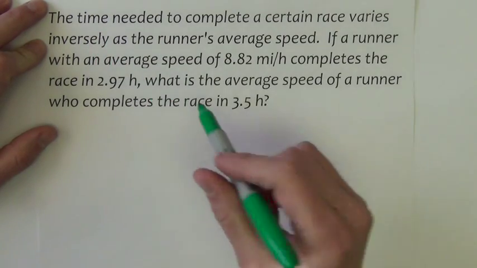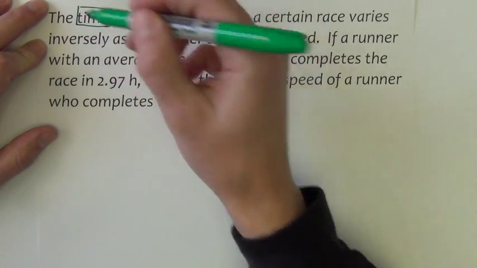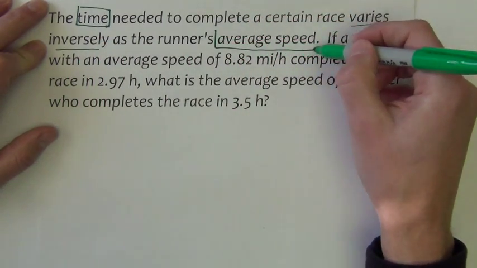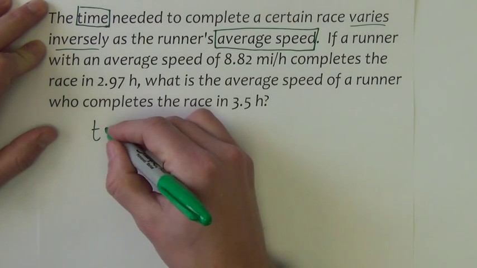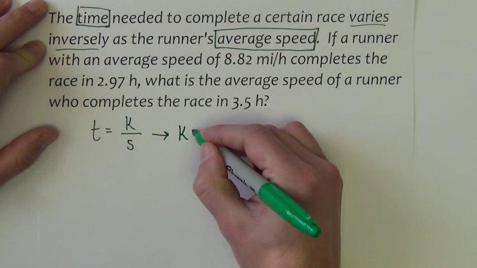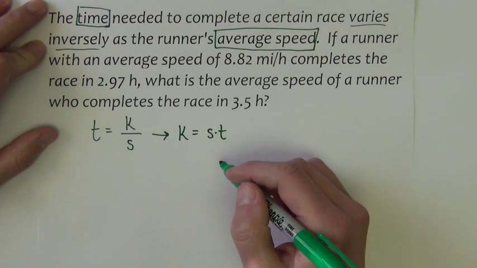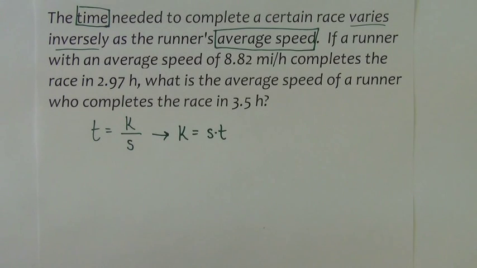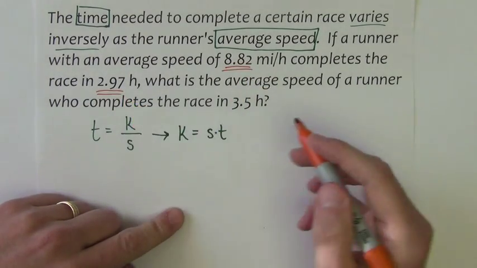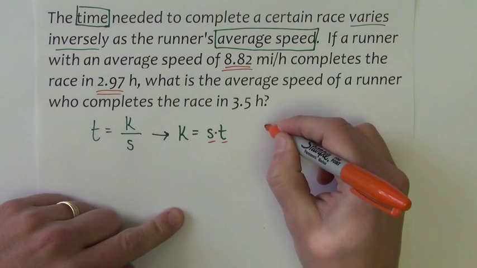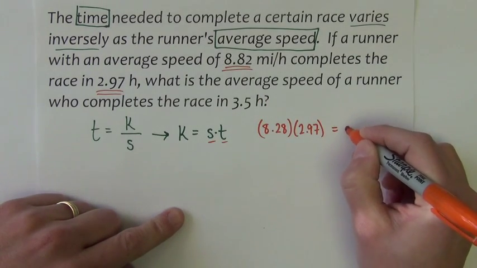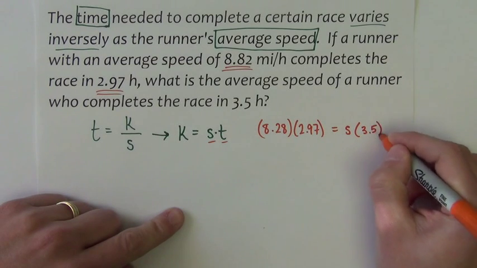Okay, next example that says the time needed to complete a certain race. So let's just identify our variables. The time needed to complete a certain race varies inversely with the runner's average speed. Okay, so time varies inversely as the runner's average speed, or the constant equals s times t. So what do we know? It says here that if a runner's average speed of 8.82 miles completes the race in 2.97 hours, so plugging into here I'd have 8.82 times 2.97. What's the average speed? What's the S when a runner completes the race in 3.5 hours?